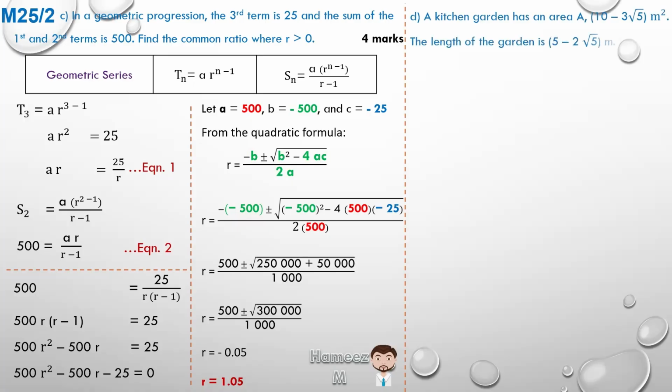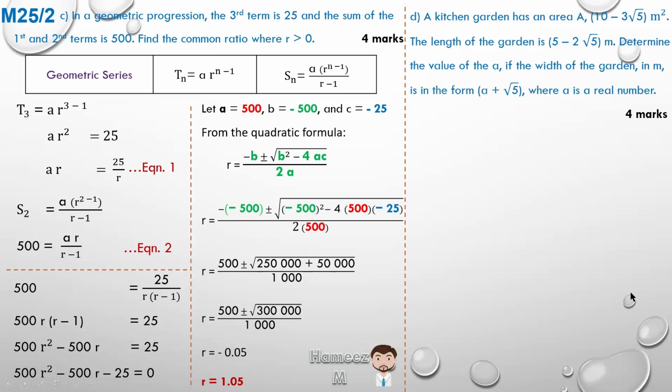A kitchen garden has an area of 10 minus 3 root 5 square meters. The length of the garden is 5 minus 2 root 5. Determine the value of A, which is the width of the garden in meters, if it is in the form A plus root 5, where A is a real number.